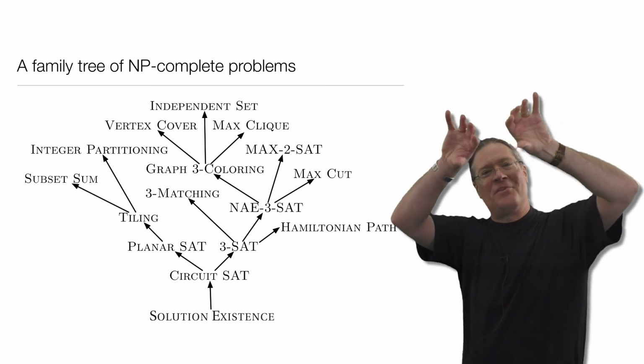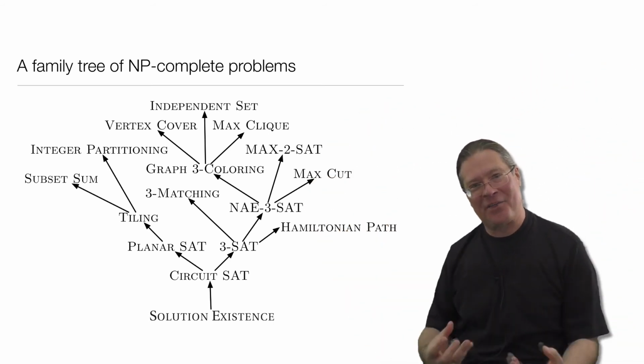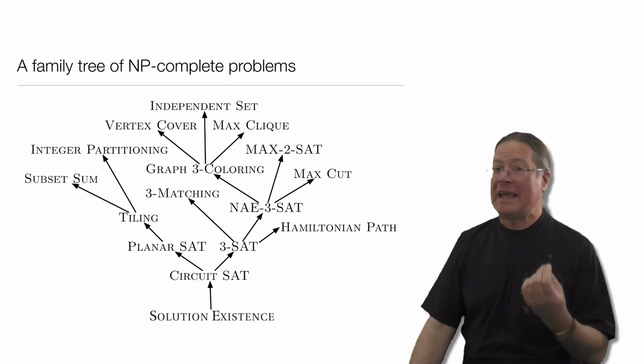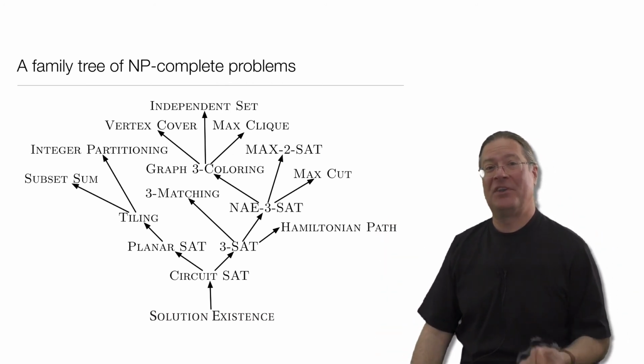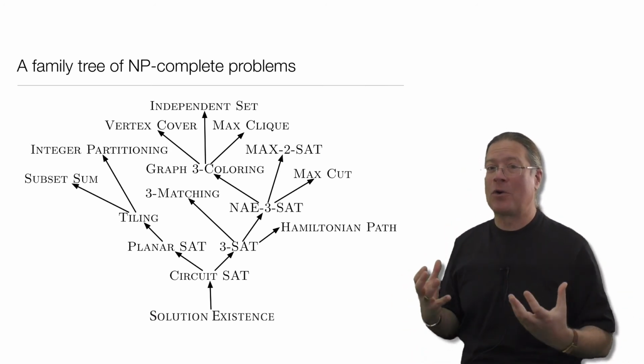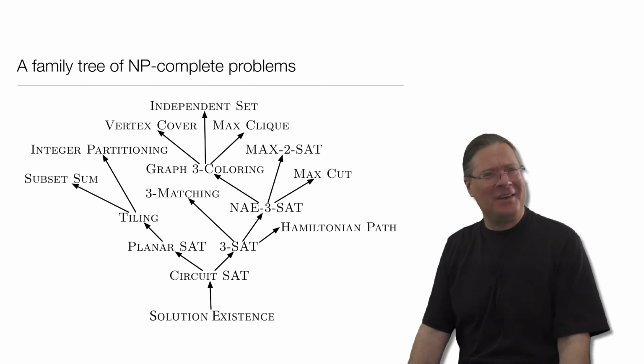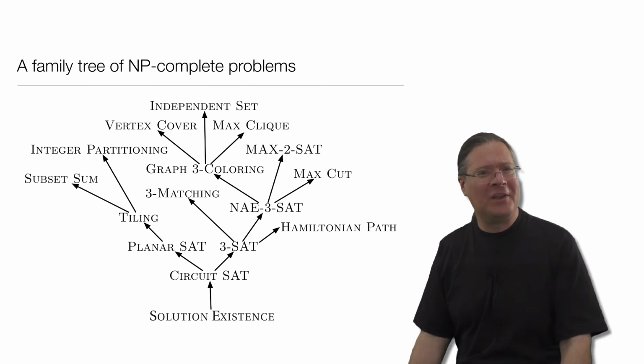You should also keep in mind that each one of these problems is an example of solution existence. So in fact, you should view this tree as having loops that go back into the root and loop around, so that any of these problems can be transformed into any of the others. They are all either easy or they're all hard. And it's kind of hard to believe that they're all easy.